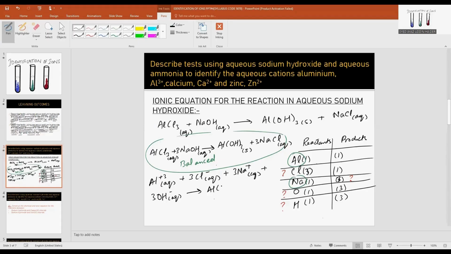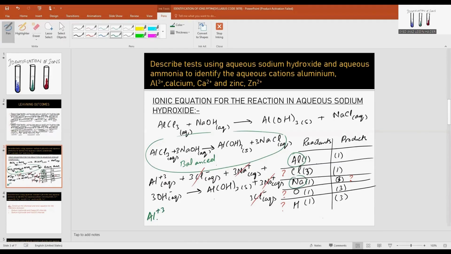Leave the product as it is in the solid state: Al(OH)3 solid, and we have 3Na plus aqueous and 3Cl minus aqueous. Cancel out the common or spectator ions on both sides of the equation. These are the spectator ions: Na plus and Cl minus. So in the end, you will get this. This will be the final equation.